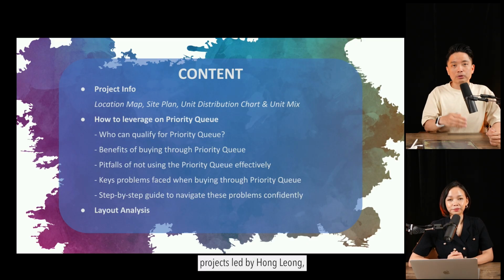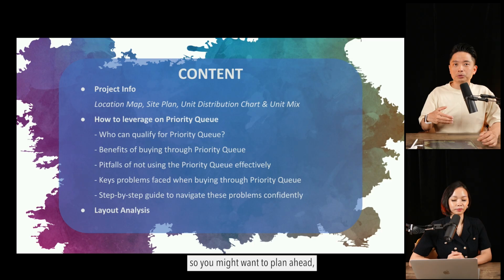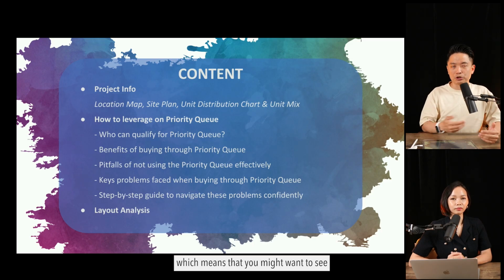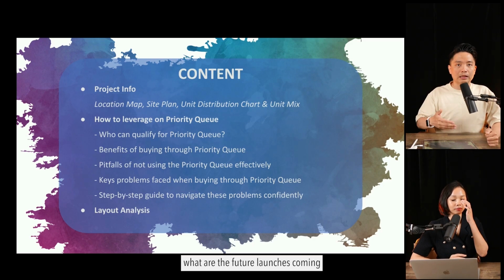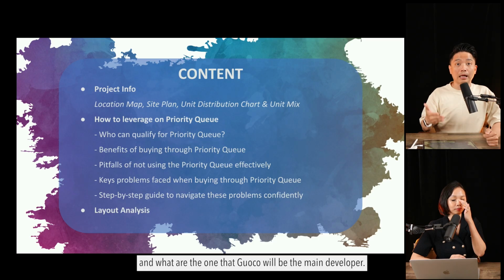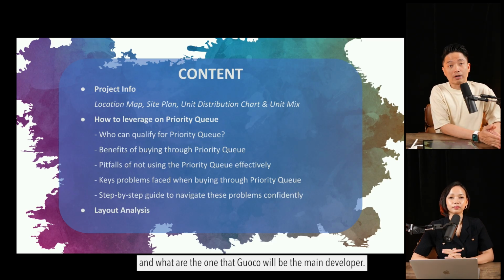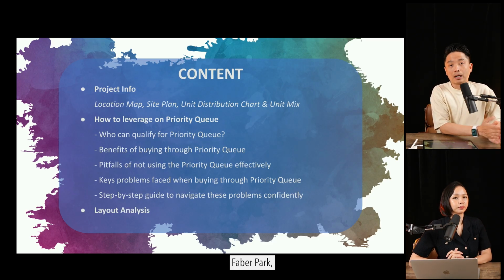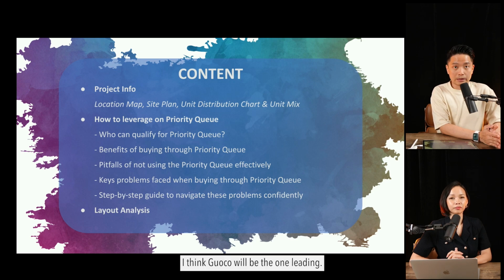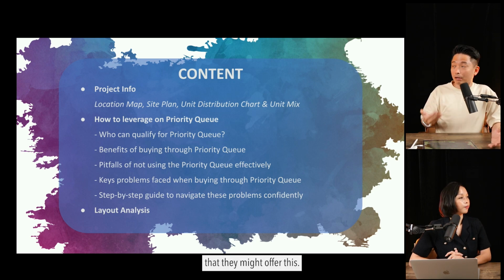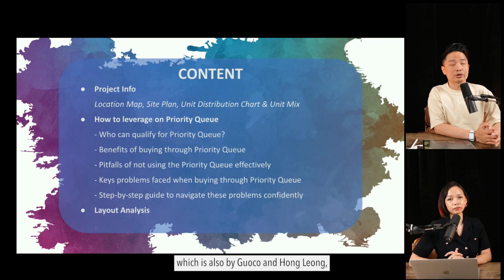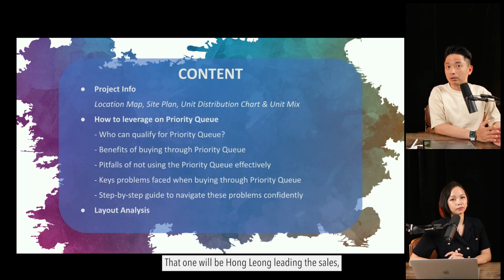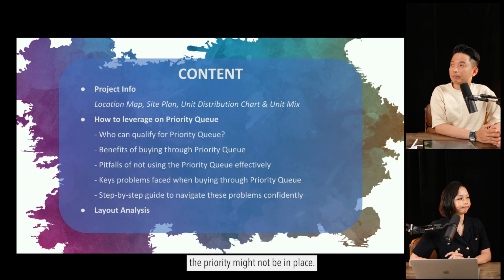But bear in mind, projects led by Hong Leong, we have not seen priority before. So you might want to plan ahead, which means you might want to see what are the future launches coming and which ones Guoco will be the main developer. For example, Faber Park, I think Guoco will be the one leading. That might be another project that they might offer this. But Penrith, which is also by Guoco and Hong Leong, that one will be Hong Leong leading the sales. The priority might not be in place.